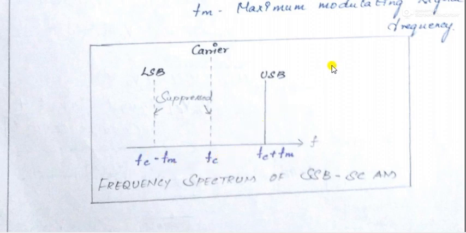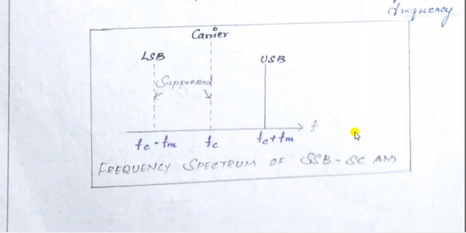We can eliminate USB or we can eliminate LSB because both the side bands contain the same information. Only one sideband is to be suppressed.